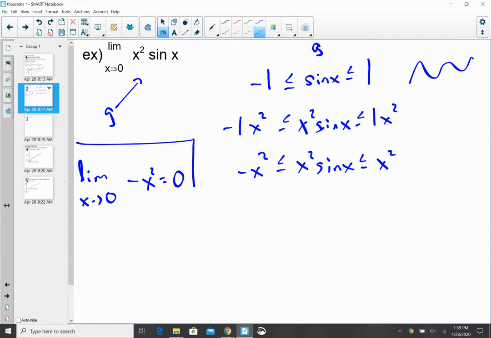Now you're going to plug in onto the other side. Okay, 0 squared is still 0. Since these two numbers are the same, then that tells you that the limit of that guy has to be the same thing because he's squeezed in between the other two. So then the answer to this has to be the same, 0.